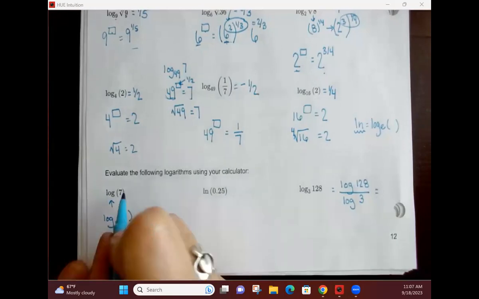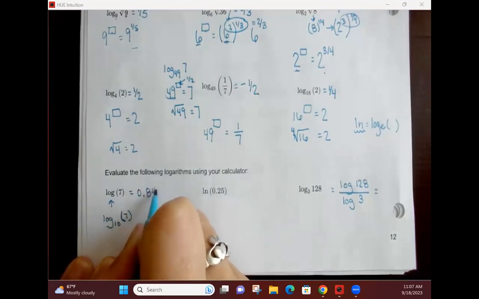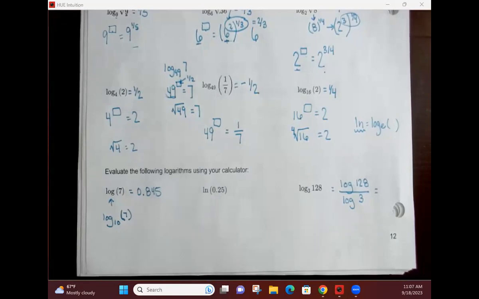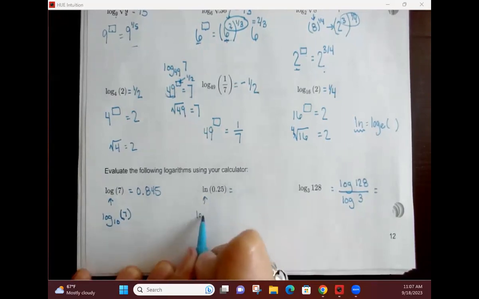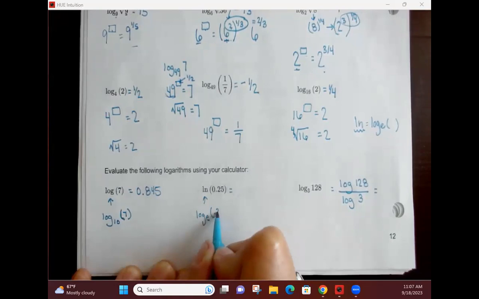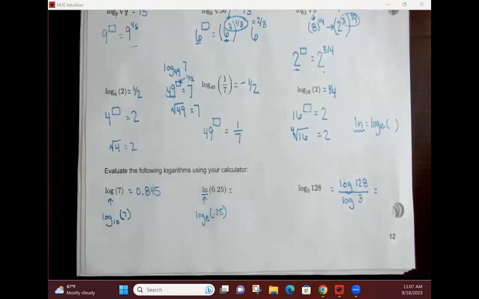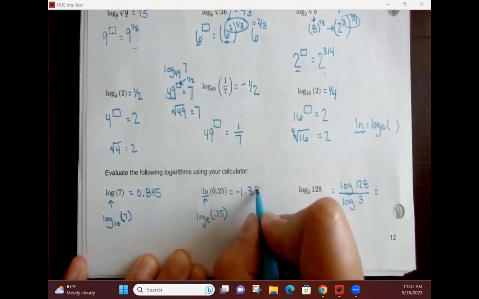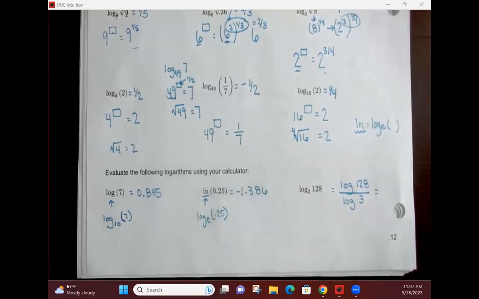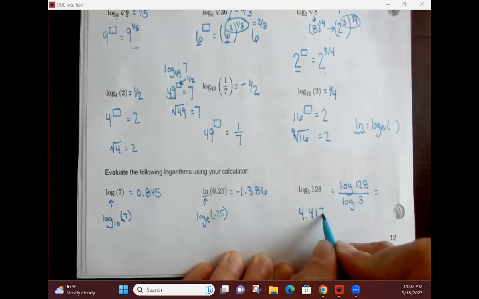Okay, so for this first one, log of 7, we should have gotten 0.845. And then the natural log of 0.25. Again, this is log base e of 0.25. But you should have a way to type natural log on whatever calculator you're using. You would get here negative 1.386. And again, I'm rounding to 3 decimal places. Your decimal values are going to go beyond this. And for our last one here, 4.417.